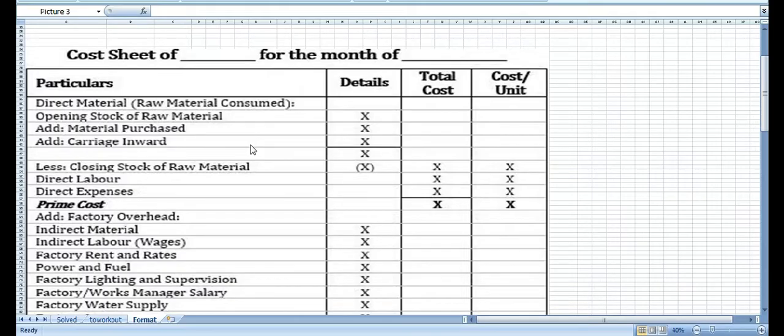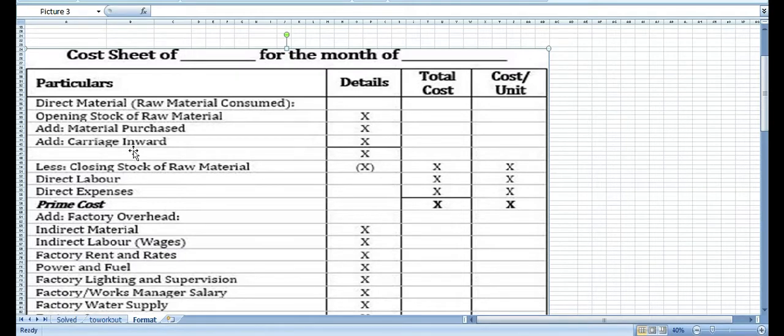First, the base format is direct material, direct labor, and direct expenses, which will give you the prime cost. Here, the direct material will not be directly mentioned. Instead, they will give you the opening stock of raw material, then items to be added as raw materials purchased along with the opening stock. We have to add that and then add carriage inward. Carriage inward means the transportation involved in transporting the direct raw material.